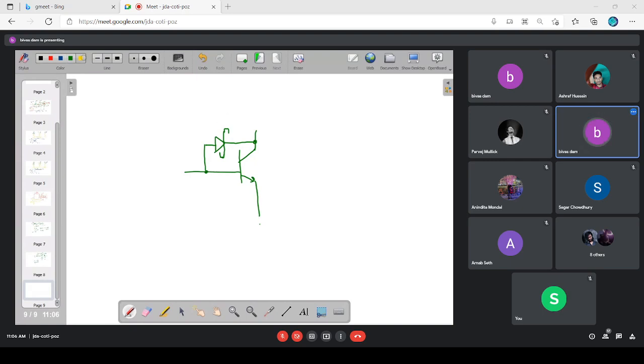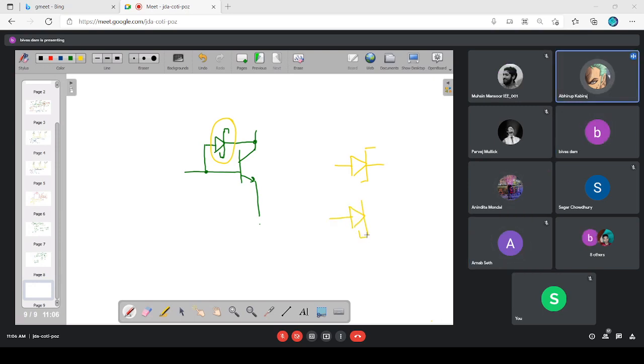What is this device? Diode. What type of diode? Zener diode. What is this diode? Zener diode. What is this? So Schottky.